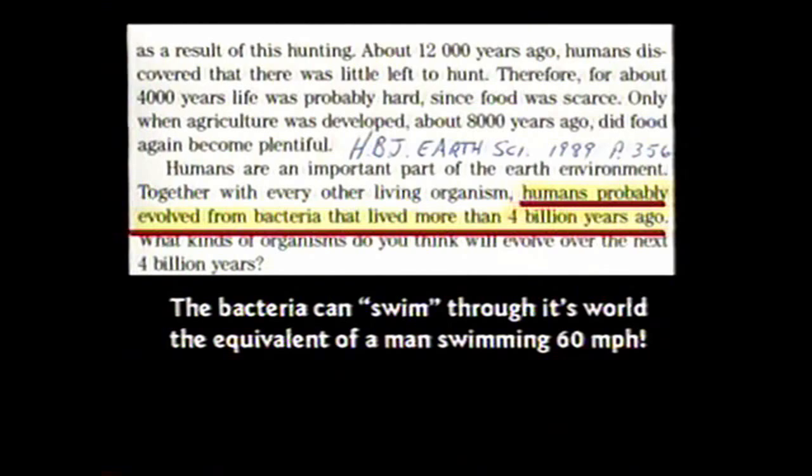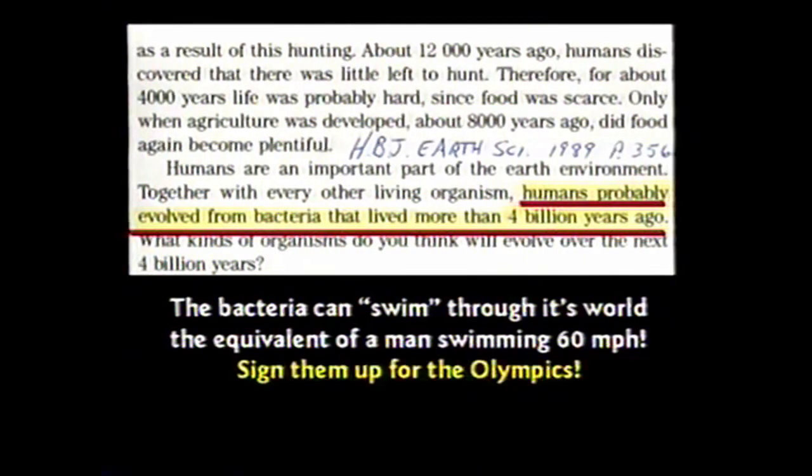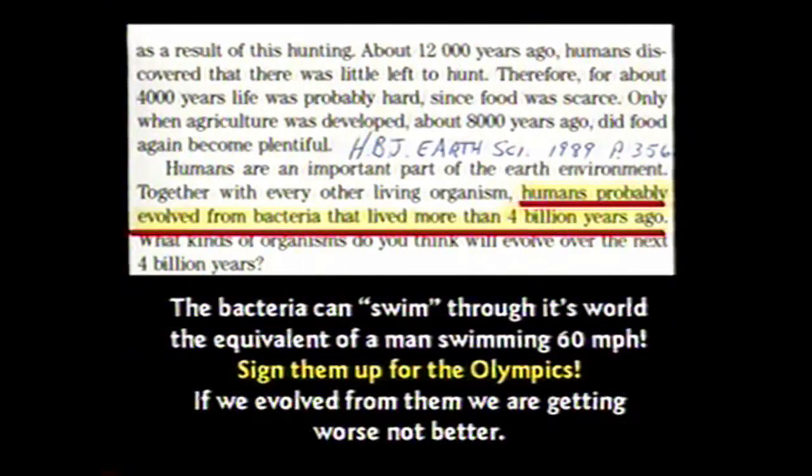And you know, the bacteria swims through his little world using that little hair as a propeller. He swims the equivalent of a human swimming 60 miles an hour. Now, the other problem is, as you get smaller, the viscosity becomes greater. So the fluid he's going through, to him, feels like you swimming through peanut butter. Can you imagine swimming through peanut butter at 60 miles an hour? And yet the textbook says humans evolved from bacteria. Man, if they can swim 60 miles an hour, we need to sign them up for the Olympics. If we evolved from bacteria, we're getting worse, not better.